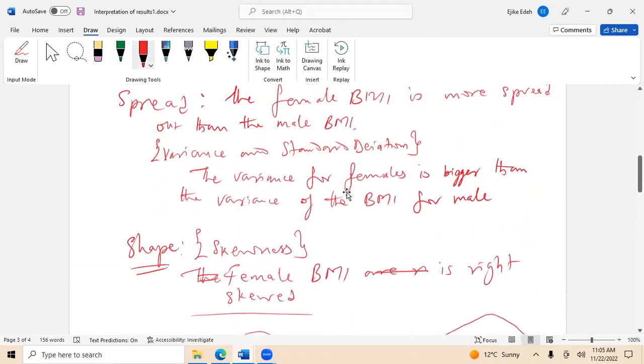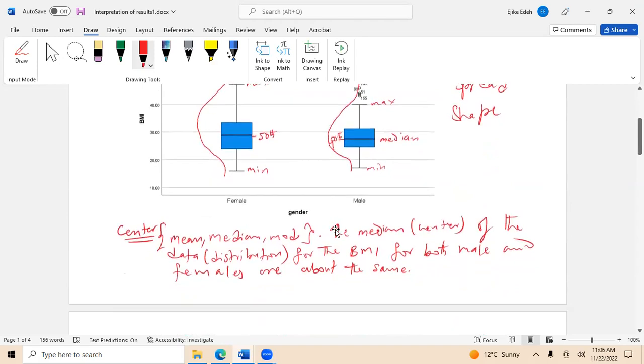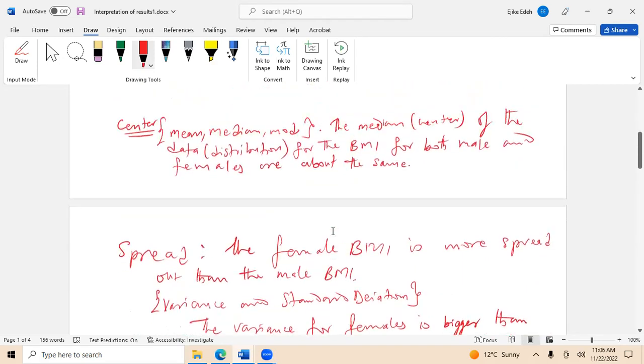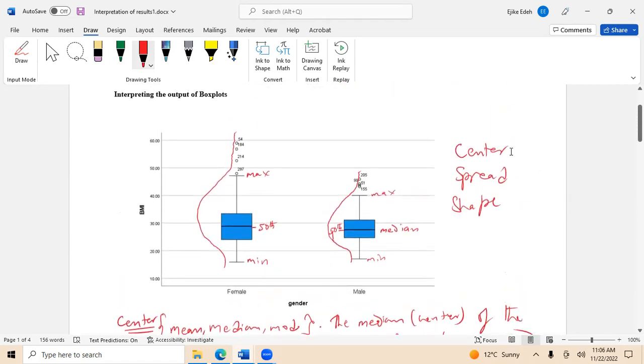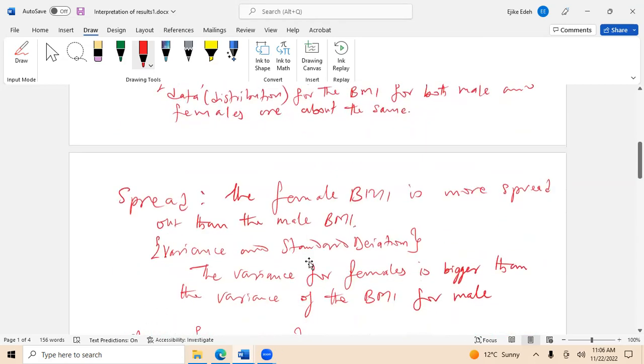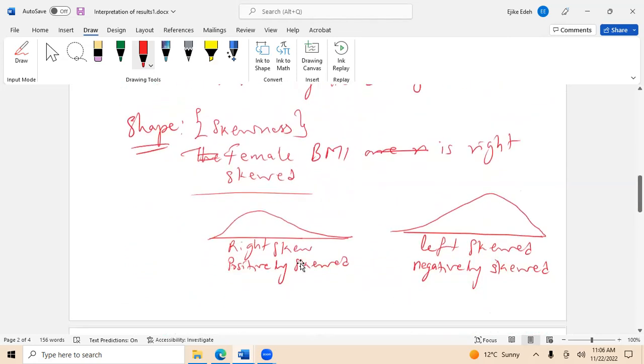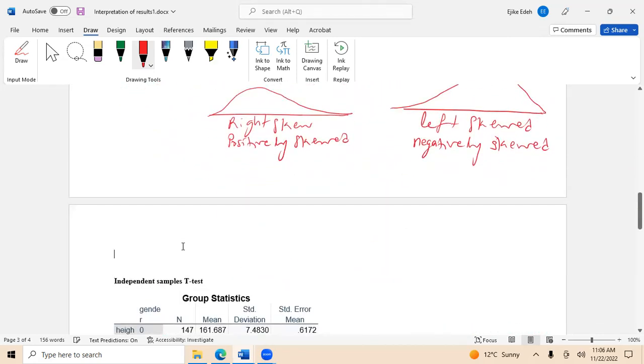But we see in the data that what we have is a right skew. The skew is on the right-hand side, which is a positive skew for female BMI. But for male BMI, it's more or less approximately normal. So that's the interpretation of this spread of the box plots. You look at spread, you look at center, you look at shape. You can put this in your own words in whichever way, but you're just describing what you're seeing. Any concern about this one?